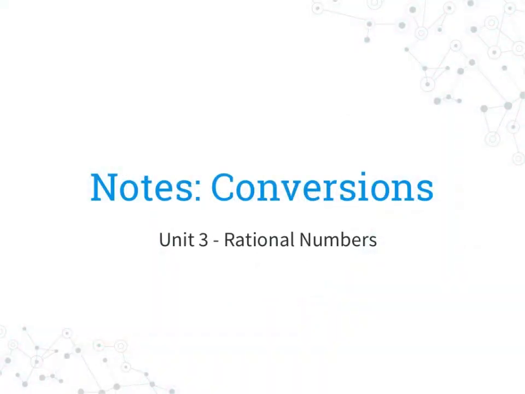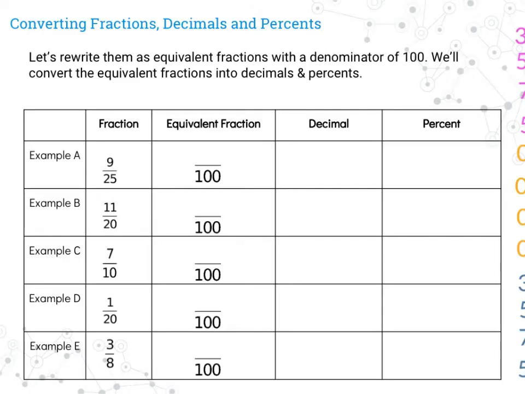Welcome back. Today we're going to be starting Unit 3, and we're going to be starting Unit 3 by talking about conversions. So let's go ahead and get started with that right now. So here we are, it says converting fractions, decimals, and percents. It says let's rewrite them as equivalent fractions with the denominator of 100, and we'll convert them into decimals and percents from there.